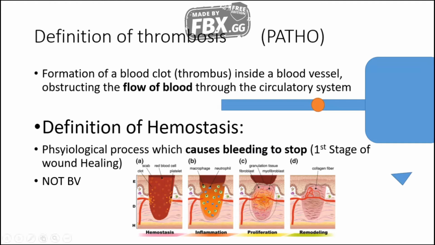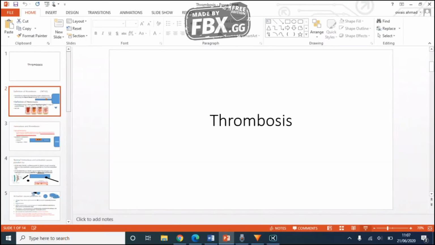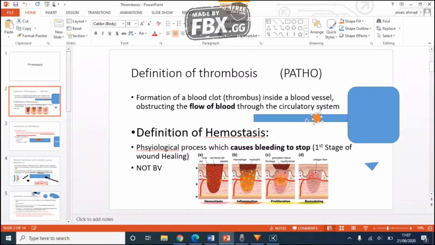Well guys, we're going to be talking about thrombosis. Thrombosis is the formation of a blood clot in a blood vessel. So imagine this blood vessel, and this red area indicates the blood clot. The main thing is that it obstructs the blood flow.